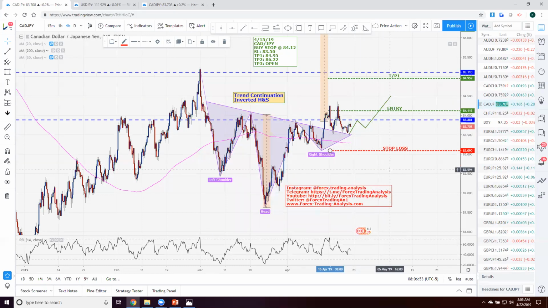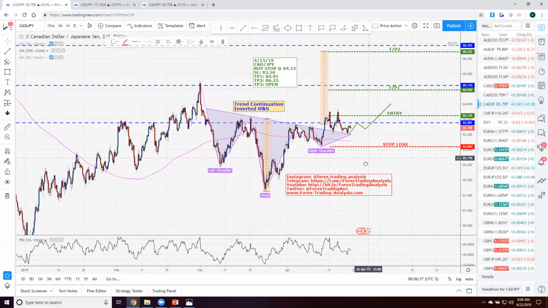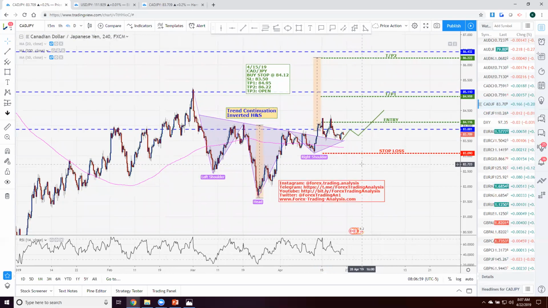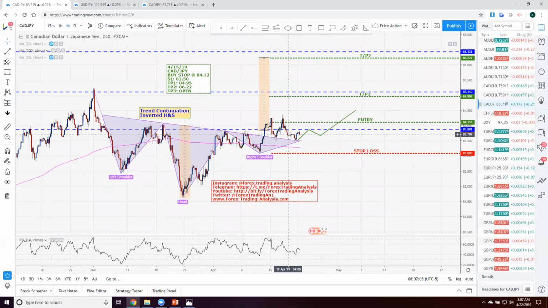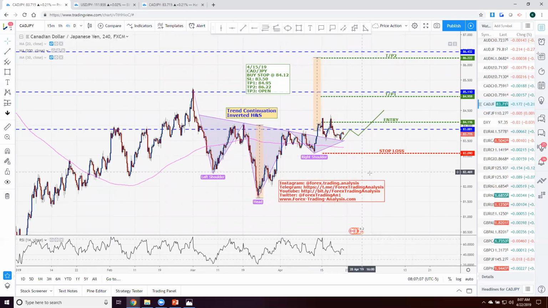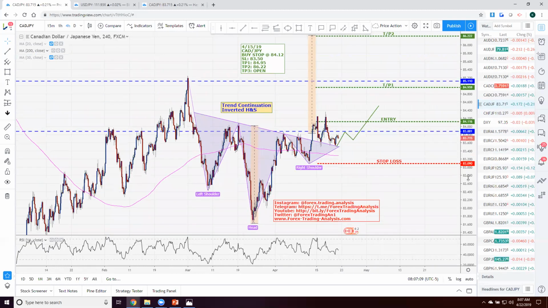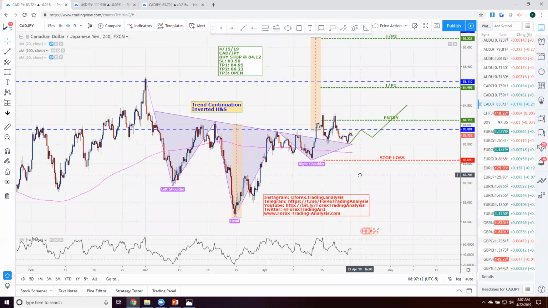All right, so we had an inverted head and shoulders pattern we identified back on the 15th, so a week ago. So we decided to go long on a break above. Pair has since bounced around from there, so we're still watching to see what it's going to do, but we're still in the trade.